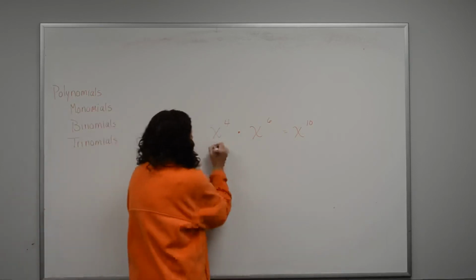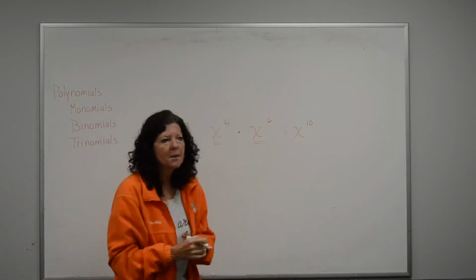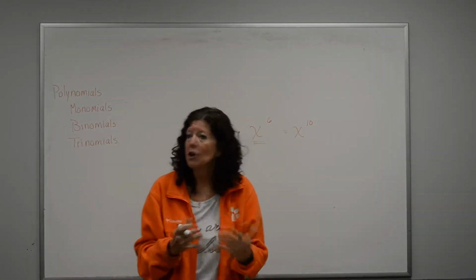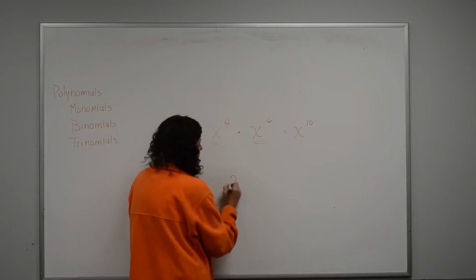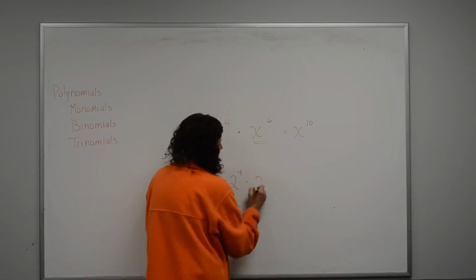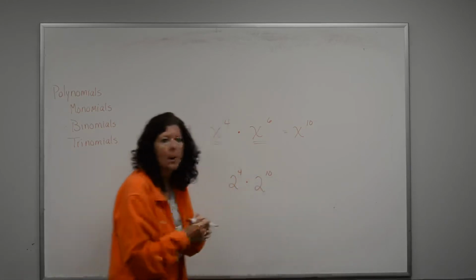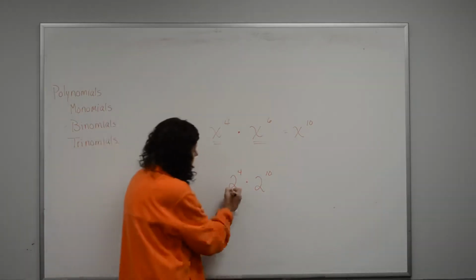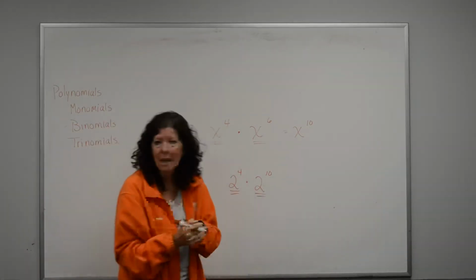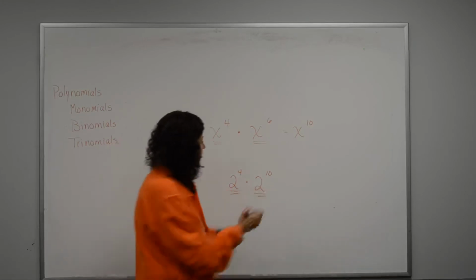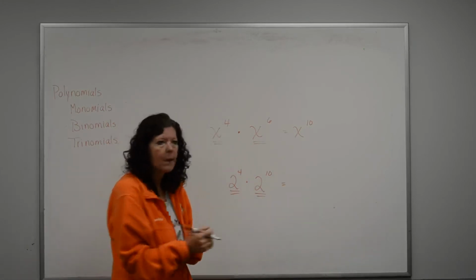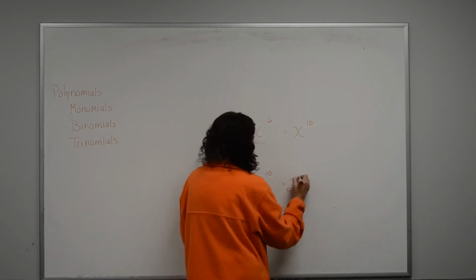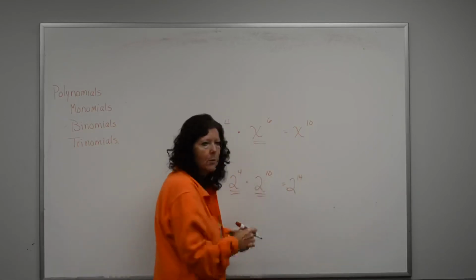These are called base numbers. When the base numbers are the same and you're multiplying, you just add their powers. If the base numbers are numbers, let's say I have 2 to the 4th power times 2 to the 10th power. I can do the same thing because the base number is the same here. So what is the answer to this? 2 to the 14th power. All I'm going to do is add their powers.